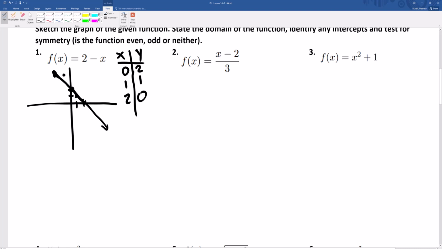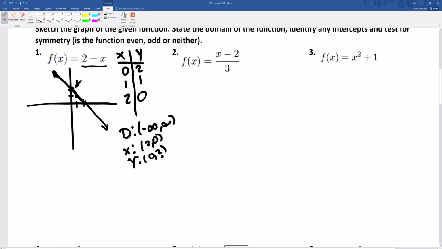The domain, right, if we look at it, is anything inside of a square root? No. Am I dividing by x? No. So my domain is negative infinity to positive infinity. Identify any intercepts. My x-intercept is 2, 0. My y-intercept is 0, 2.